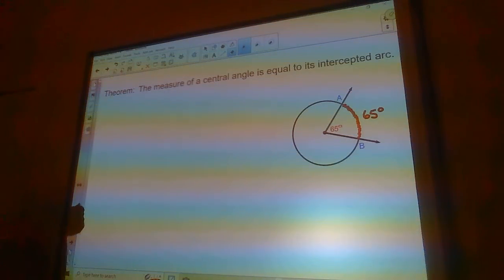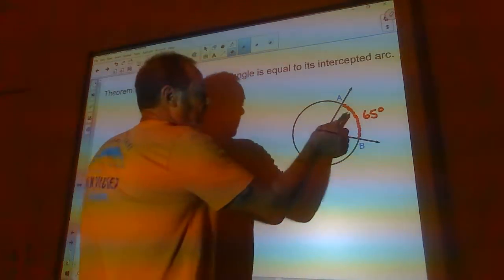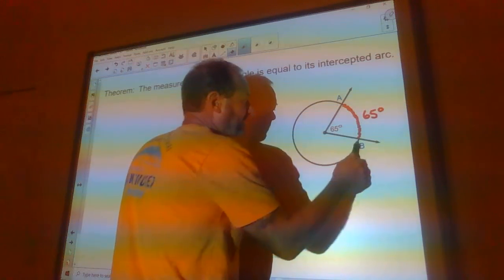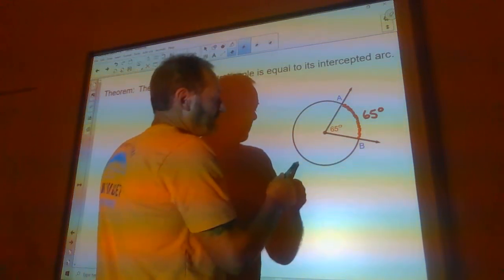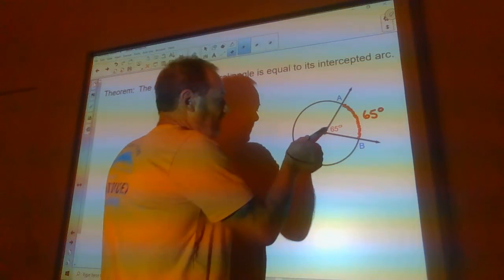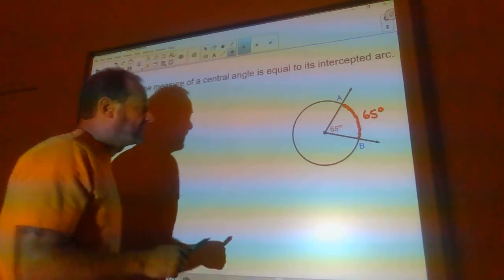Okay. Now once I know this arc, I can figure out this arc over here because there's 360 degrees in a circle. So this would be 295 degrees over here. And then if I measured this angle, it would also be 295 degrees.